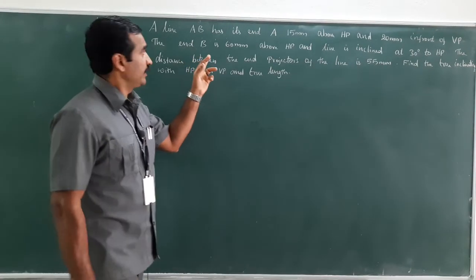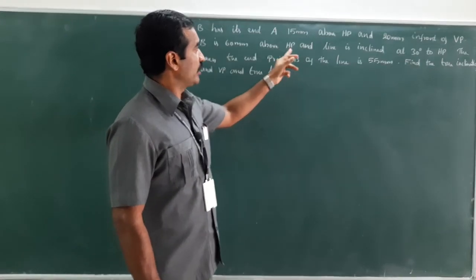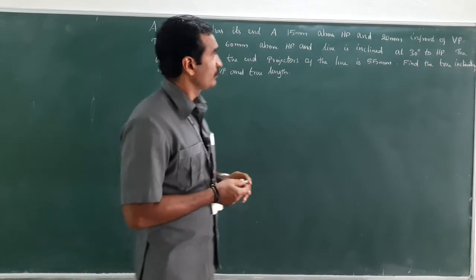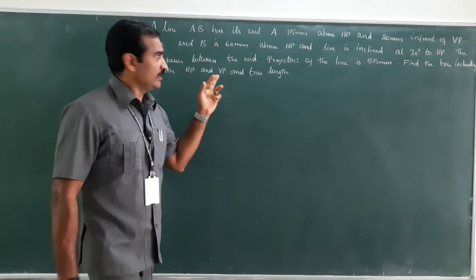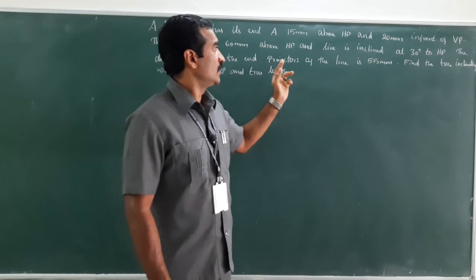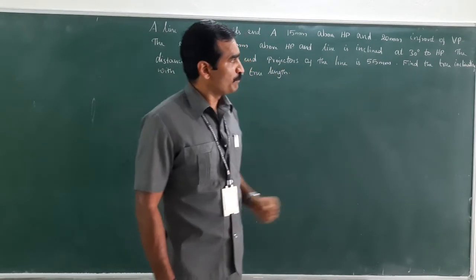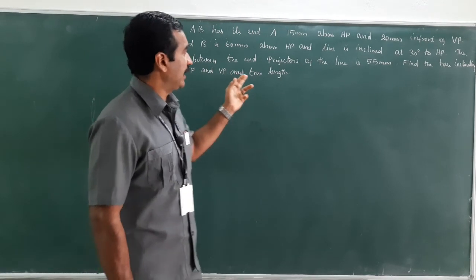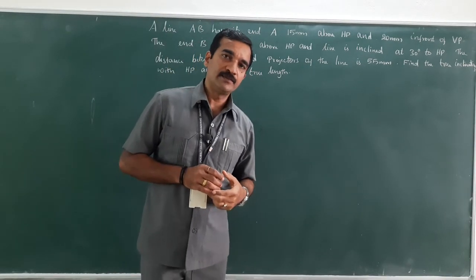The end B is 60 mm above HP and line is inclined at 30 degree to HP. The distance between the end projectors of the line is 55 mm. Find the true inclination with HP and VP and the true length.